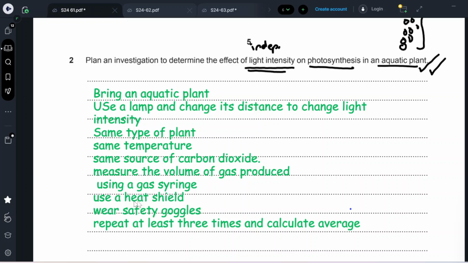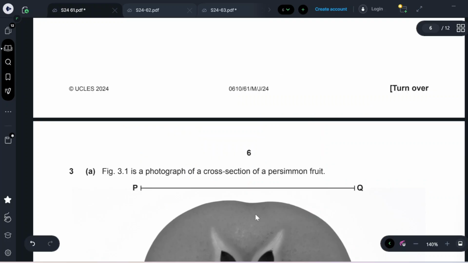I can also say that I'll use a heat shield. What is the heat shield? It's something you put between the lamp and the plant to absorb the heat. Safety goggles, or keep the plant away, keep the water away from the electricity. Repeat at least 3 times and calculate average.